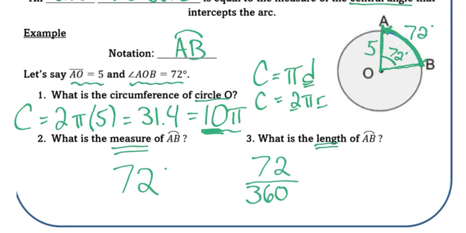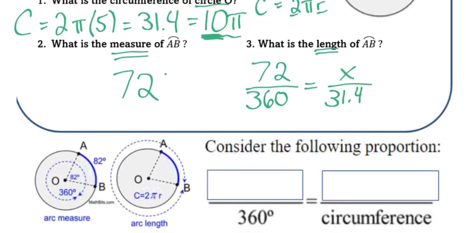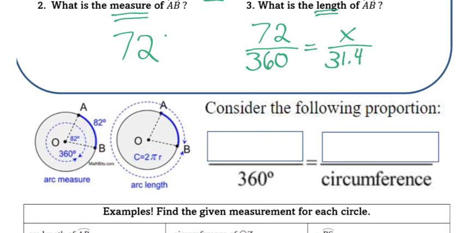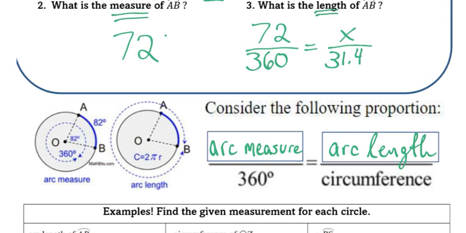We want to figure out what portion of the total circumference, how much of the 31.4 does that 72 degrees actually account for. So these are proportional. Actually, that's what we're about to get to here. The arc measure and how it relates to the total 360 degrees is proportional to the arc length and how it relates to the total circumference. The arc measure out of 360 is the same as the arc length compared to the circumference. Just some portion of that circle.